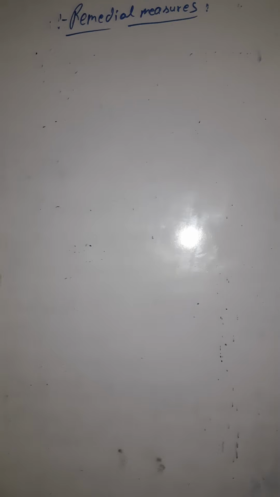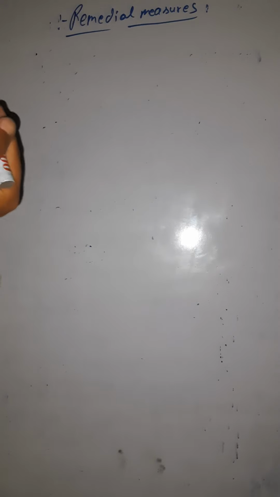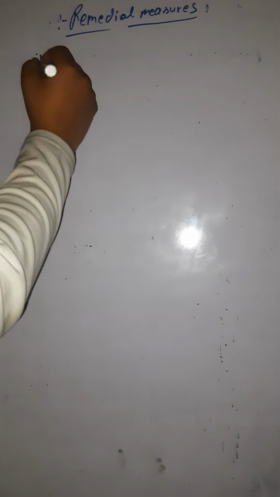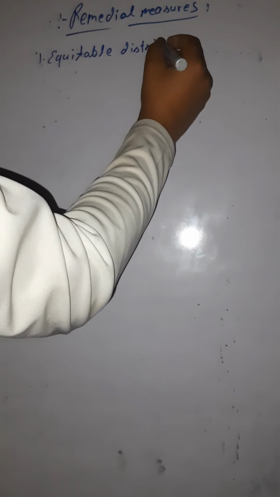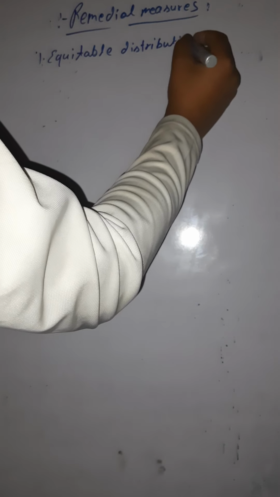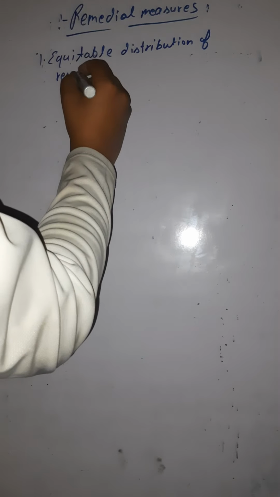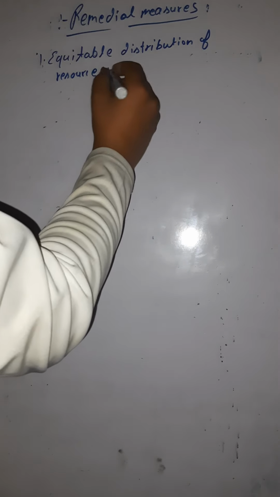So now we would discuss what could be the remedial measures for the problem which is faced by the resource development, okay. So what could be the remedial measures? So first one could be equitable distribution of resources. What does this mean?